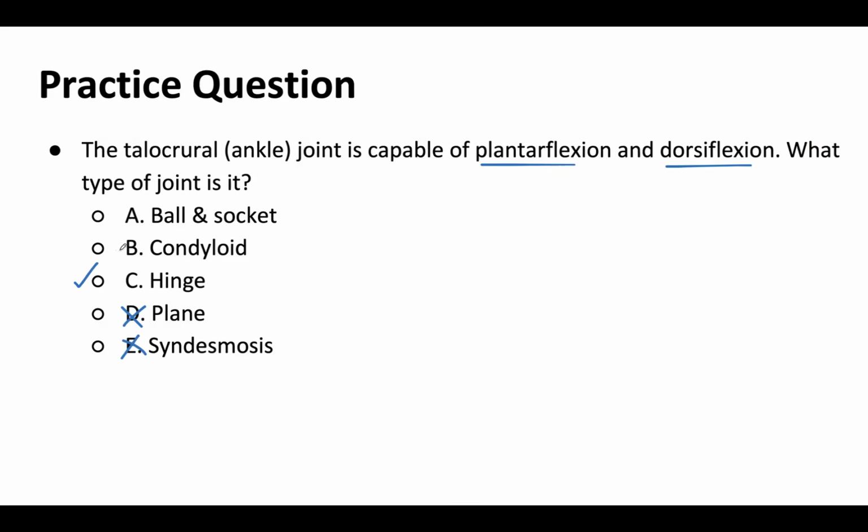The other types of joints, the condyloid and the ball and socket joints, are capable of moving in more than one axis. So all signs are pointing towards C, hinge joints, being the correct answer.